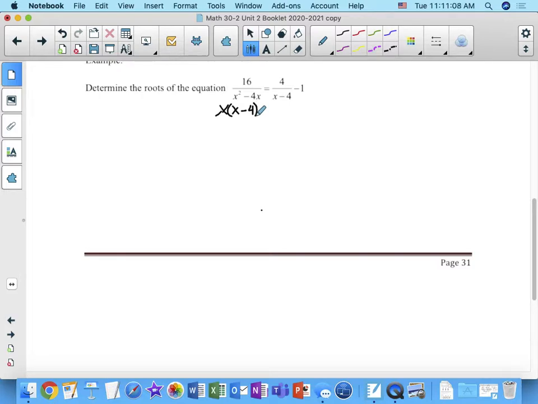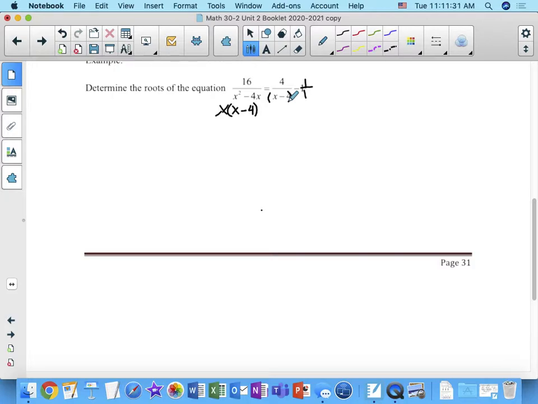Now, here, I'm just subtracting a 1. If you were to think of the 1 as a fraction, what would the denominator be there? 1, yeah. So this is like 1 over 1. So that's factored. This is just x minus 4, and then that denominator is 1.